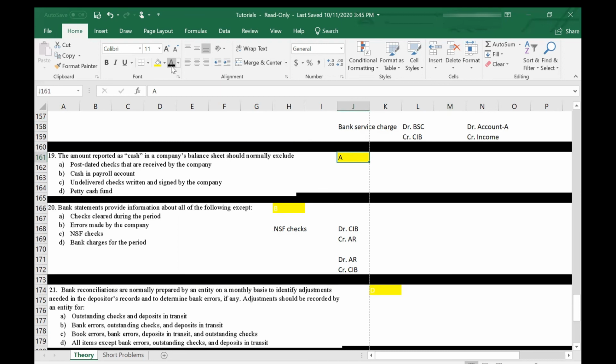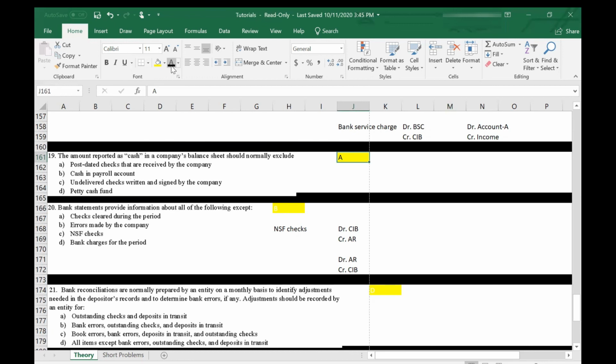How about cash in payroll account? Payroll is used in your operations for the payment of the salaries and wages of your employees. So cash in payroll account used in operations will be considered as cash. The same is true for your cash in, let's say, petty cash fund, and cash for the payment of your interest and your dividends. They are considered as cash.